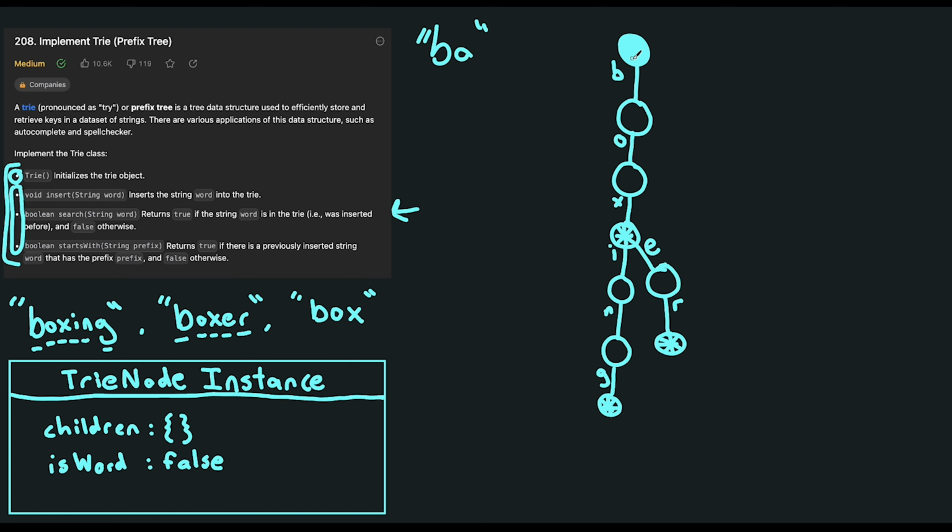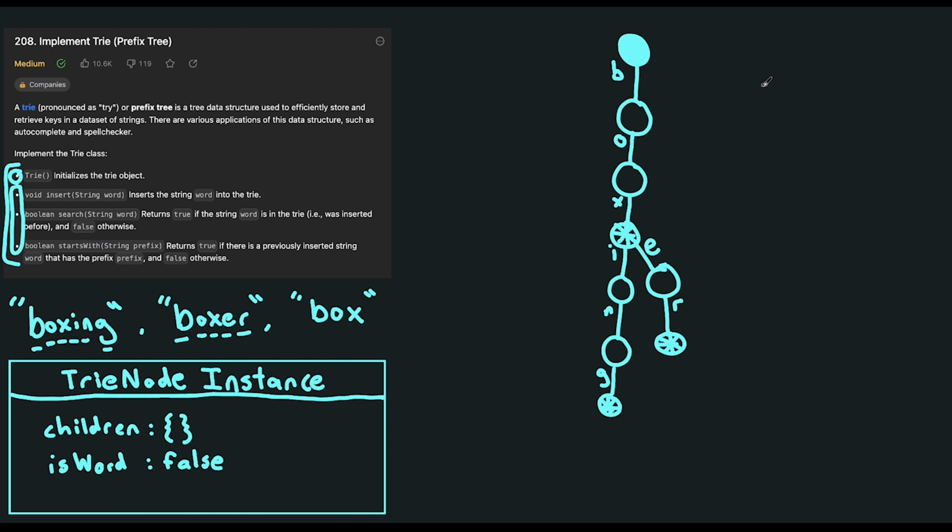So if we were checking ba, let's say we were checking ba, we start here. Hey, do you have B in your children hash map? Yes. We get to this node that resembles B, essentially. We say, hey, do you have A as a key in your children's hash map? No. Okay. We return false. So that's how that works.